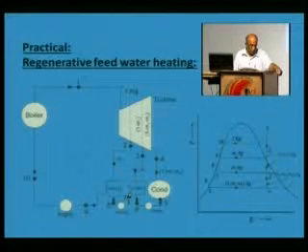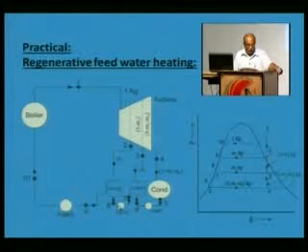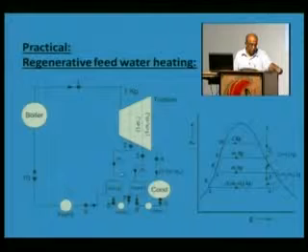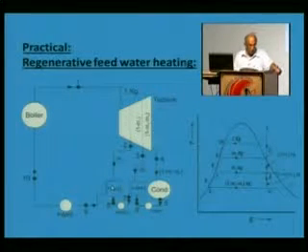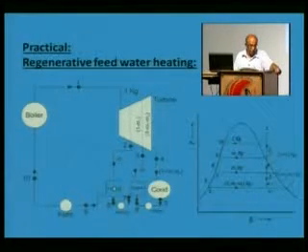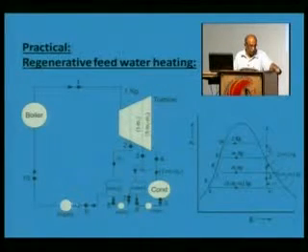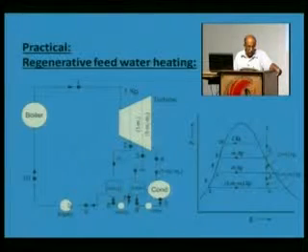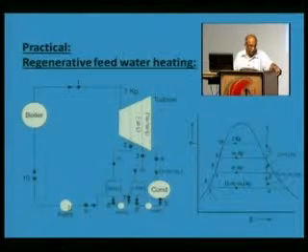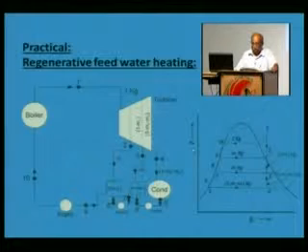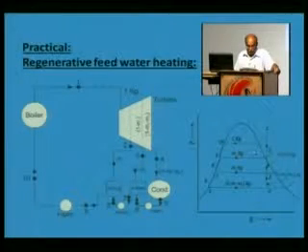This partially heated water then goes to the feed water pump 2, where again its pressure is raised, and this is mixed with steam coming here, and the temperature of this feed water would increase because of addition of steam here, and this finally heated feed water, 1 kg of water, then goes to the feed water pump 3, and it is pumped to the boiler. The cycle is shown on T-s diagram here.